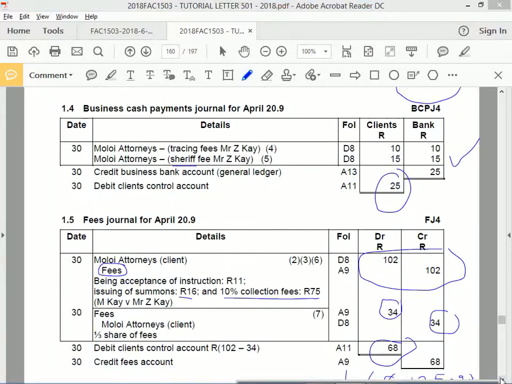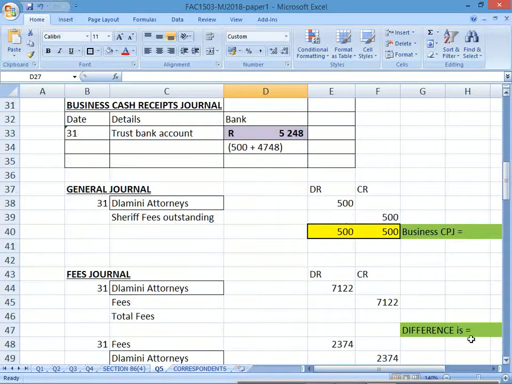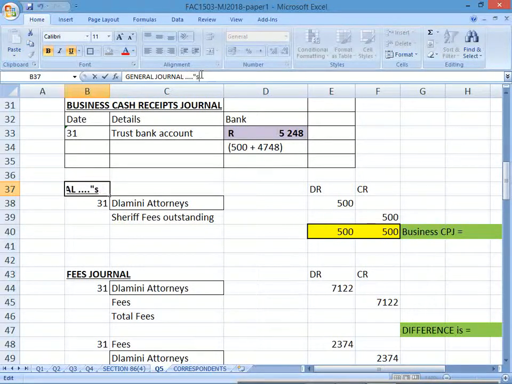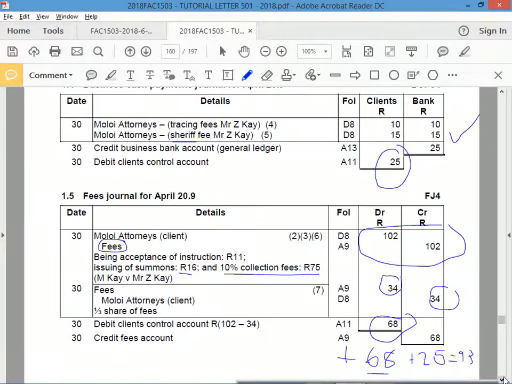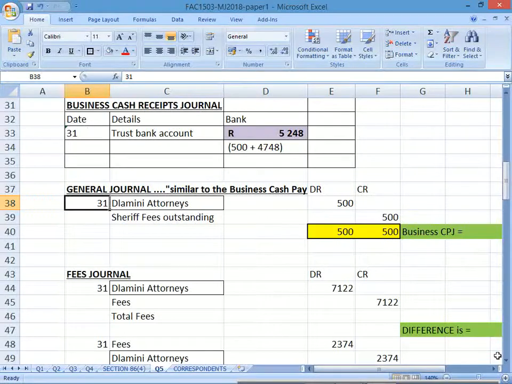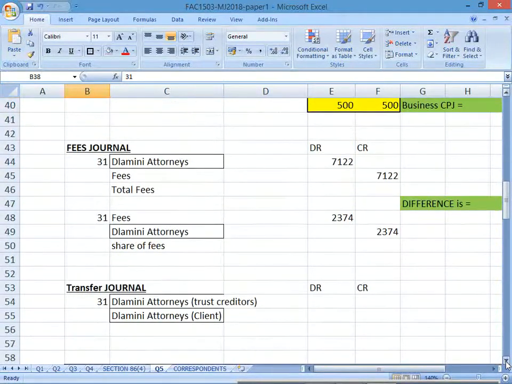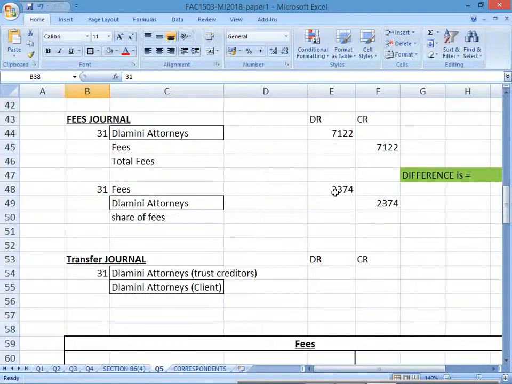The business cash payments, they didn't give you a cash payment in this question, they gave you the general journal. So I'm just going to put a note here, the general journal, asterisk, similar to the business cash payments journal. Which we've recorded. We've done that, have we? Yes, we did. Then the fees journal we worked out earlier, which was that whole portion of the amount that was outstanding. So the fees journal we've got, that's fine.